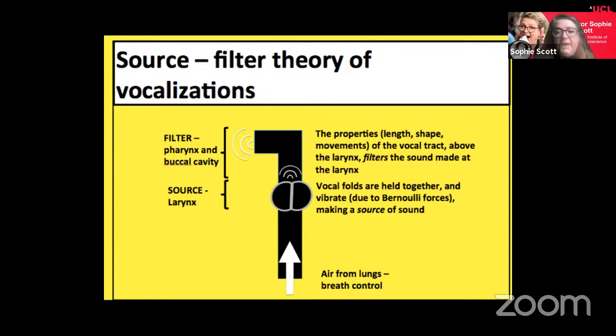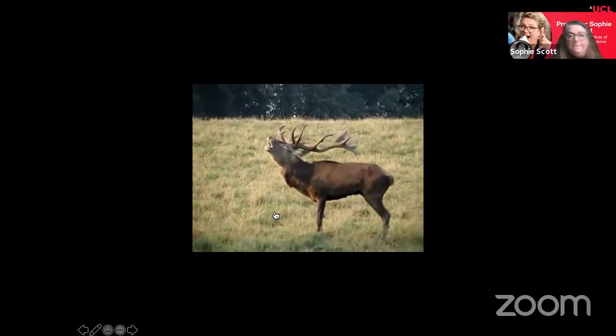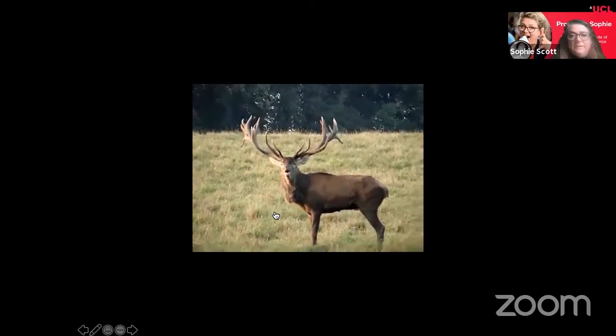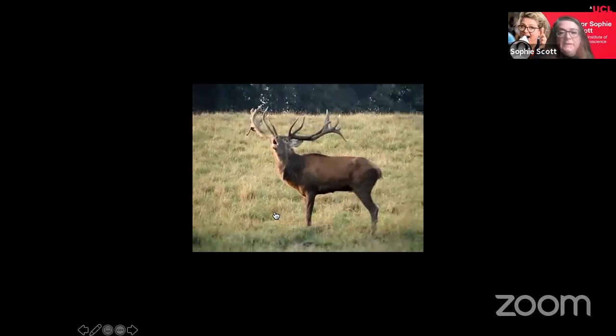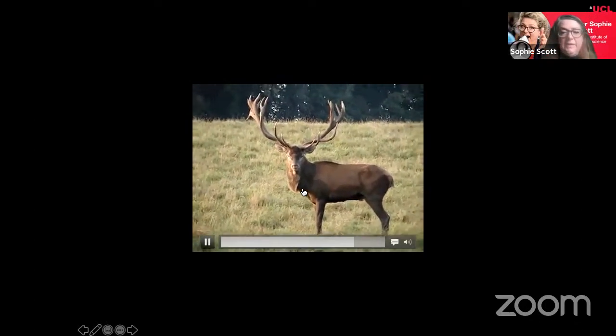So if we look here, here we've got a red deer. Red deers, like humans, have got larynxes that are movable and can be taken down very low. If we look here at a video, you may just be able to make out there.